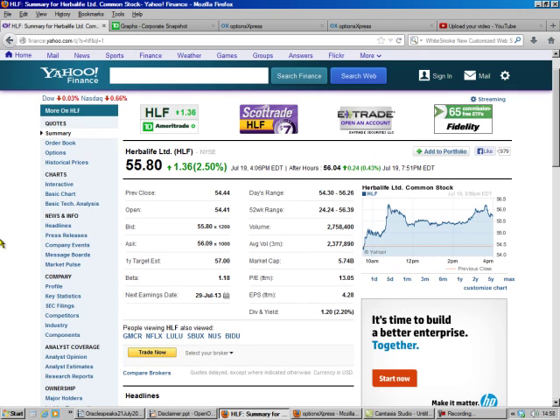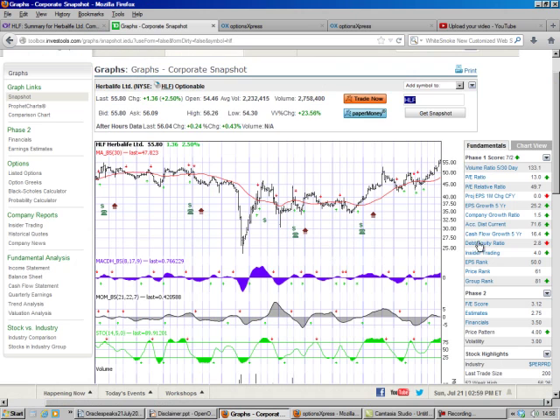Here's where they're at. They're trading at $55.80 today. They've got good earnings per share. I mean, that's wonderful. And we go ahead and we look at the charts, and here's their chart. Now, this pattern here is called a head and shoulders.